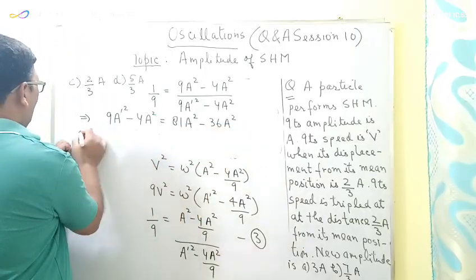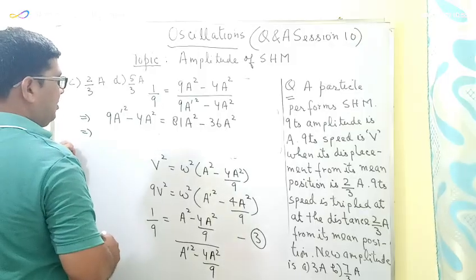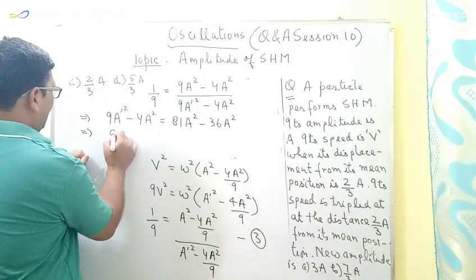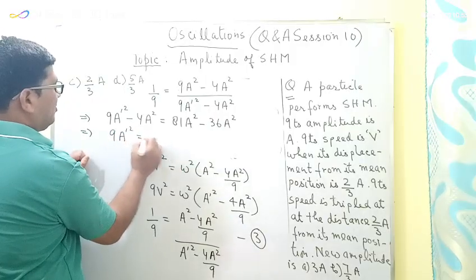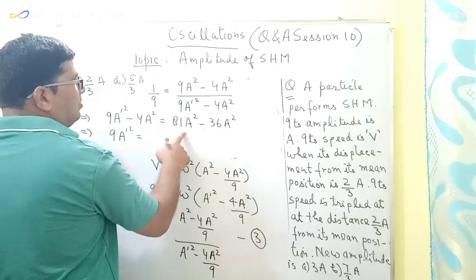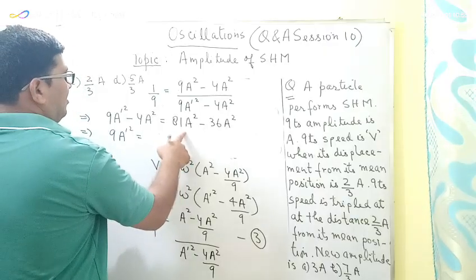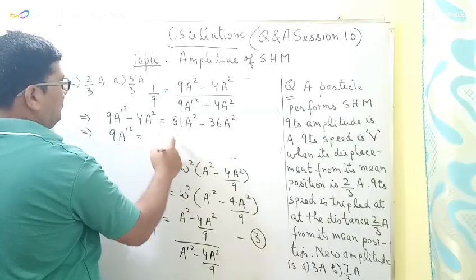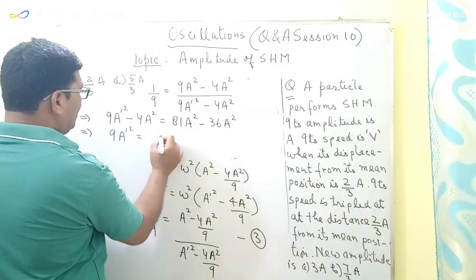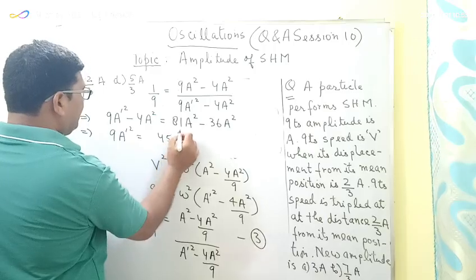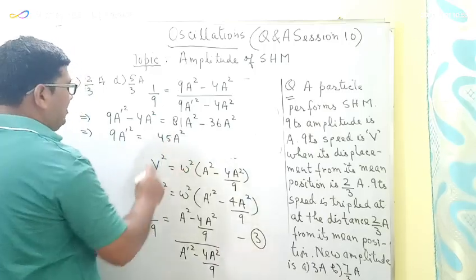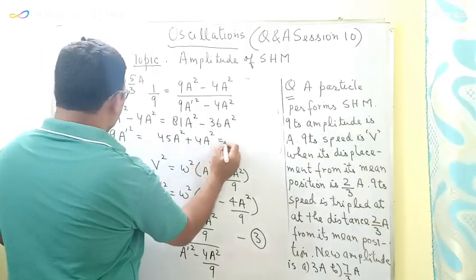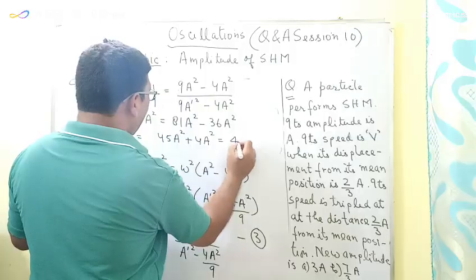So now from here, 9A dash square will be equal to 45A square, and this minus 4A square, when it is taken to the right side, will be equal to plus 4A square. So this is equal to 49A square.